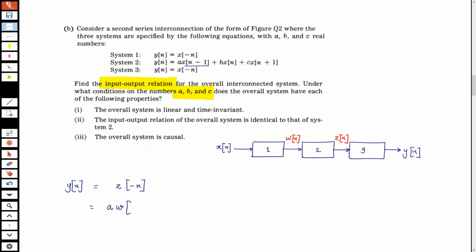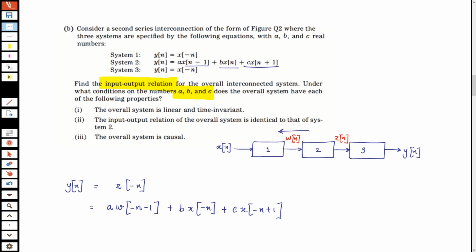So we could write that as a w of n minus 1. But we're writing z of minus n, so we'll write w of minus n minus 1, plus b x of minus n, plus c x of minus n plus 1, right? Because we are writing z of minus n.